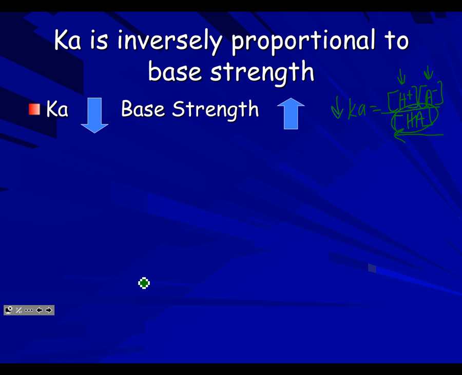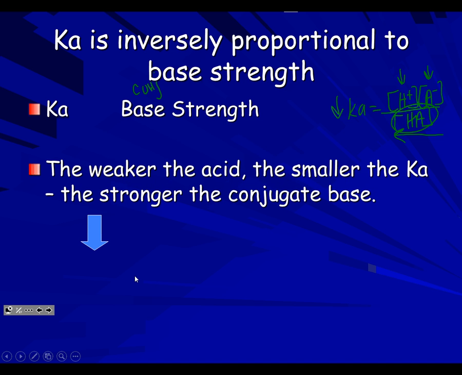And actually, let's even throw in conjugate. It's a little sloppy. Conjugate base strength gets stronger. And I think there's some animation in here. Yeah, there we go. The weaker the acid, the smaller the Ka, the stronger the conjugate base.